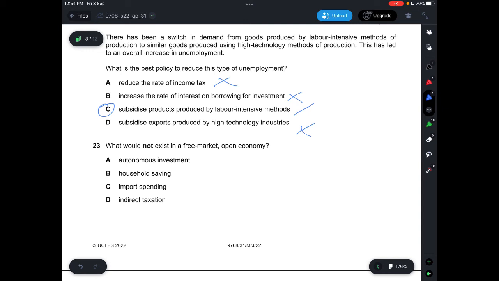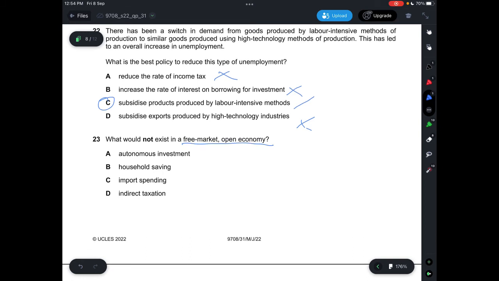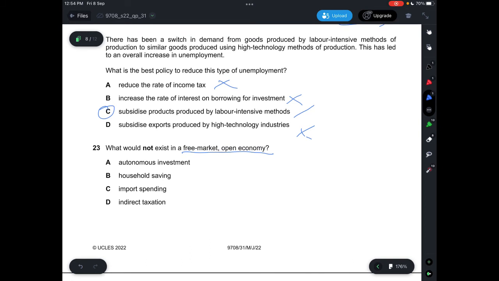Question 23, what would not exist in a free market open economy? So in a free market open economy, this means that there's no government intervention, so autonomous investment exists, household saving exists, import spending exists, and that means no indirect taxation because of no government.